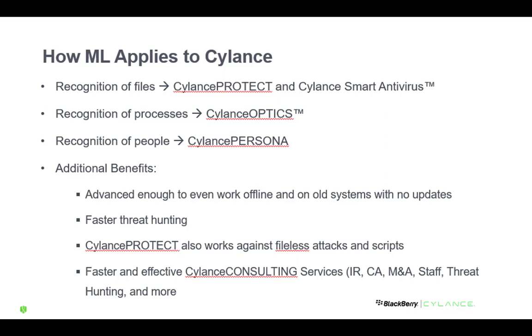So we use machine learning to recognize files, and we do this with our solutions Cylance Protect for enterprise and Smart AV for the consumer. So you can use this to protect your personal machines and your family's machines. Recognition of processes. This is Cylance Optics. And then recognition of people. This is what's going to be coming. And this is how we're going to be solving that identity challenge. And this will be Cylance Persona.